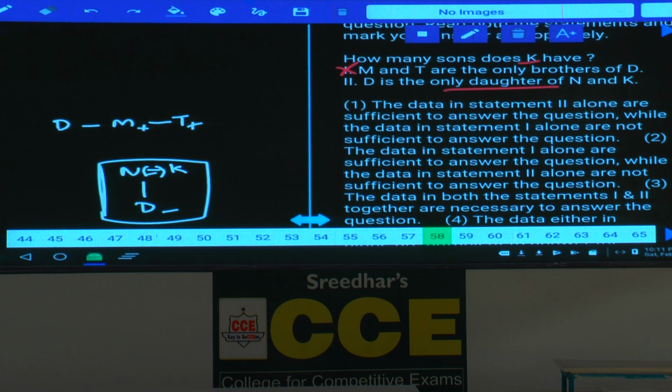1 alone is not sufficient, 2 alone is not sufficient, then we need to combine these two. If you combine these two, D is the only daughter of N and K. Hence N and K are having how many children? 3 children, out of which D is a female, M and T are sons. Hence how many sons is K having? There are 2 sons. Are we getting a unique answer or not? Hence what is your answer here? Only 2. By combining both the statements you are getting the answer, that is choice 3. Both the statements are required.